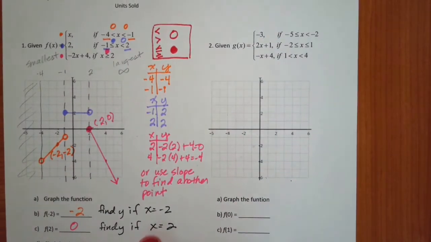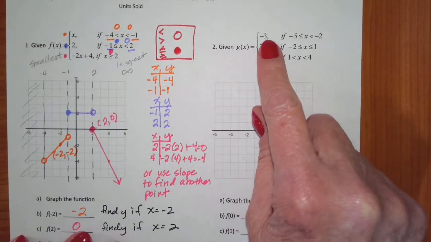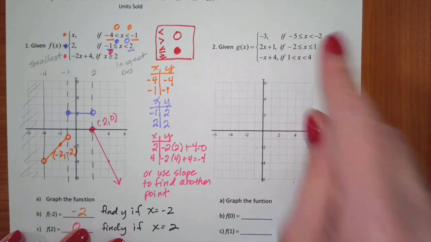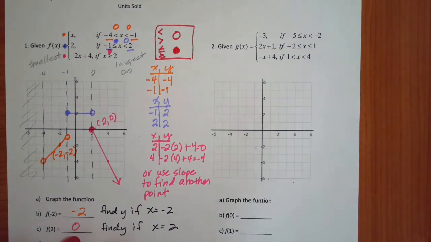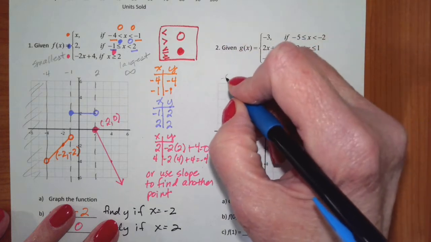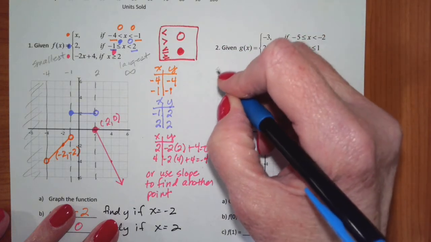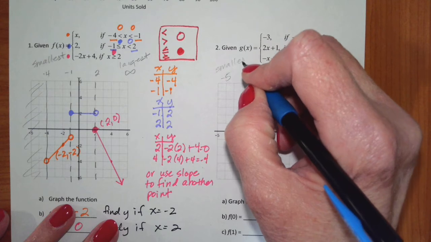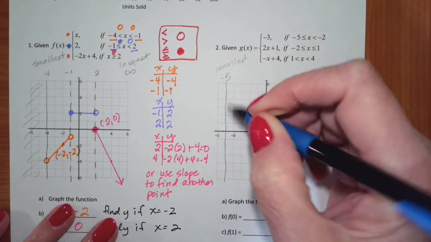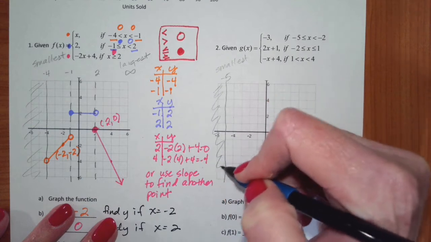Okay, let's do one last one. All right, given g of x, it equals negative 3. That's a horizontal line between negative 5 and negative 2. So as I'm reading this, I know negative 5 is my smallest. So there is nothing to the left of this. It's just gone.